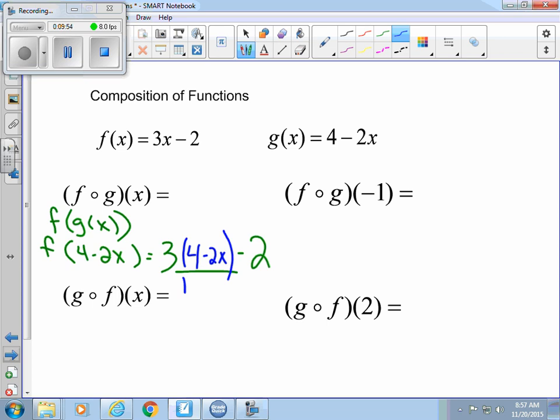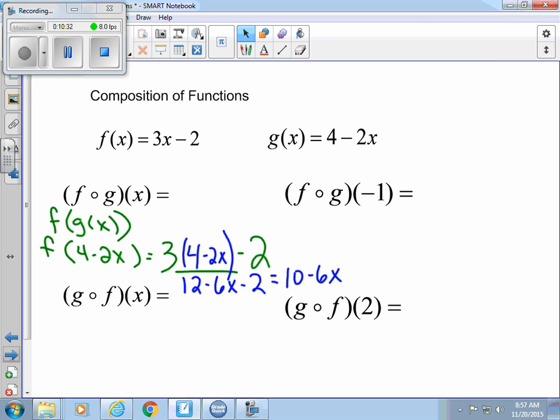So I get 12 minus 6x minus 2. So 10 minus 6x. And so that is f of g of x is 10 minus 6x. Questions about that one? I'm going to skip g of f of x and I'm going to do the g of f of x on the second slide because it's got a square. I'm going to save that one and do a little bit harder. But I want to do one with a number in it before I move on.